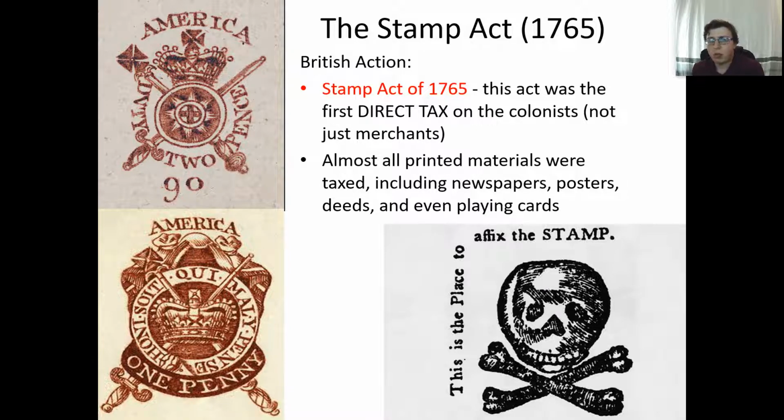Perhaps of all of the acts that would take place that would cause tension, the Stamp Act would be the most important and most damaging to relations. The Stamp Act of 1765 was the first ever direct tax on the colonists. This would go after everyone, not just merchants. Pretty much any material that was on paper was going to be taxed, whether it was a newspaper, playing cards, deeds, posters, any kind of legal document would be taxed by the British government. This means that anybody who received any paper would end up being taxed.